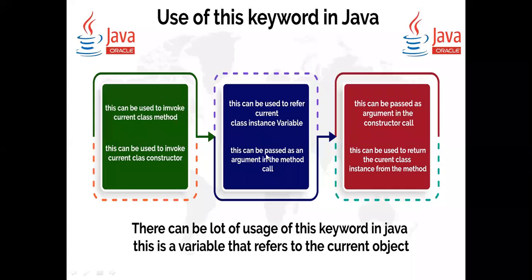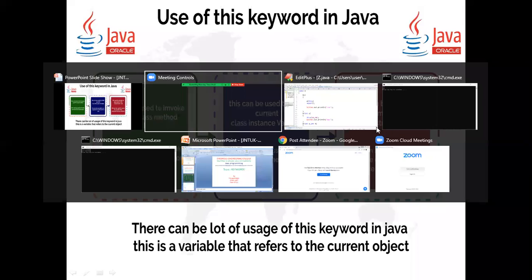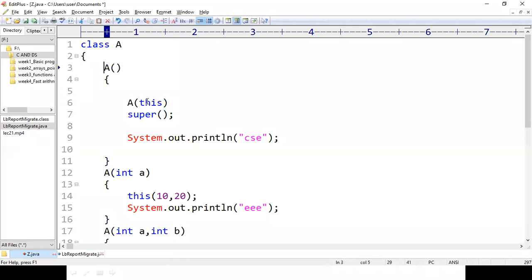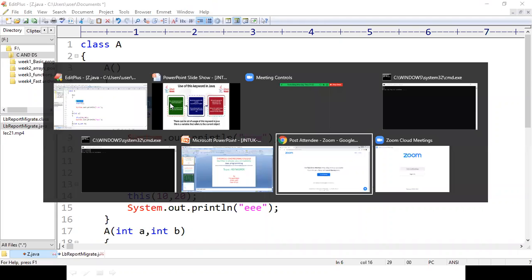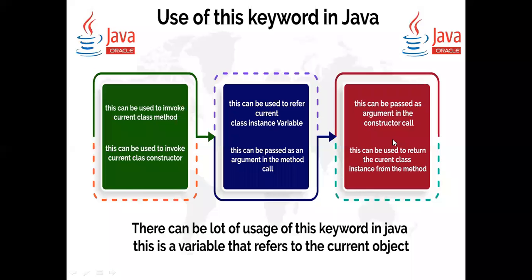At the same time, next one, this can be passed as an argument in a constructor call. What we have done here: a is a constructor, and we have passed this as a parameter while calling this constructor a, right? We can pass the this keyword to a method, or we can pass it to a constructor call, and at the same time this can be used to return the current class instance from the method. So if you want to return the current class instance, then use the this keyword, right? And finally we can conclude this one with, there can be a lot of usage of the this keyword in Java.